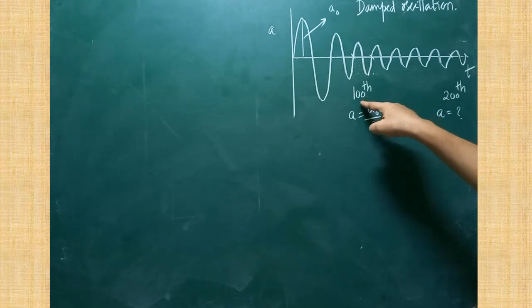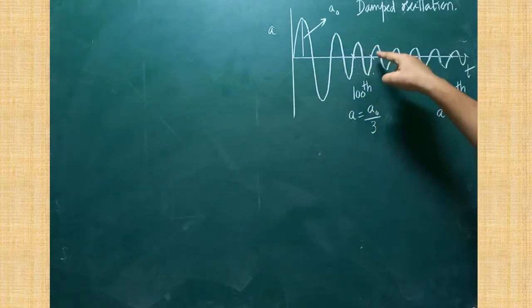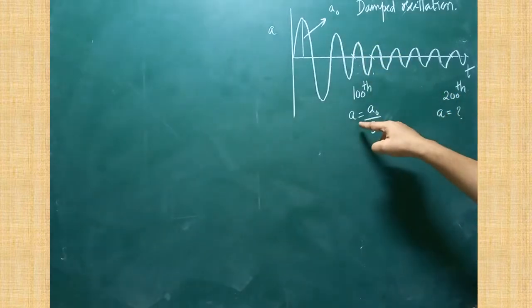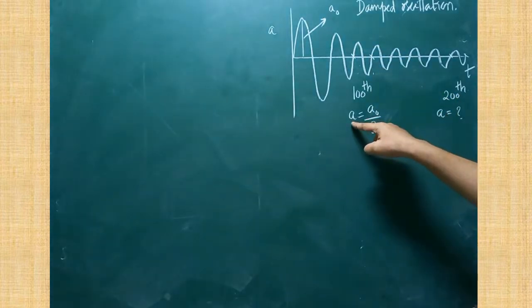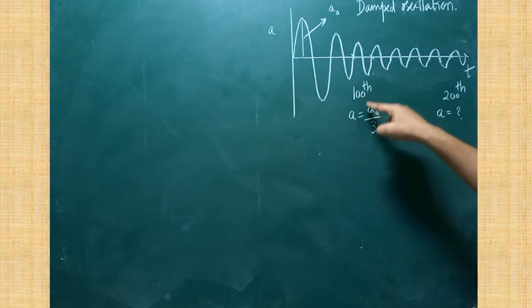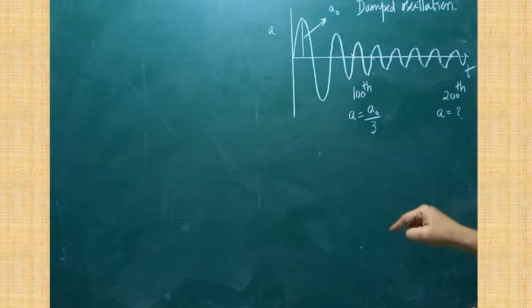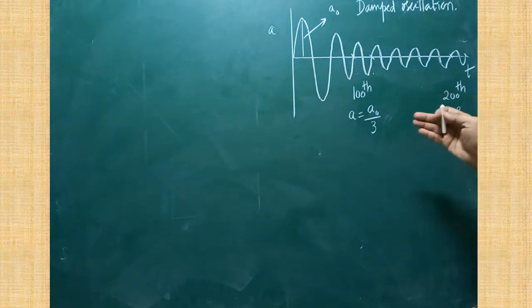Here you have to assume that this is the 100th oscillation. When the 100th oscillation is taking place, what is the amplitude? The amplitude at the 100th oscillation is 1/3 of A0. It is reduced to 1/3 of its initial value.